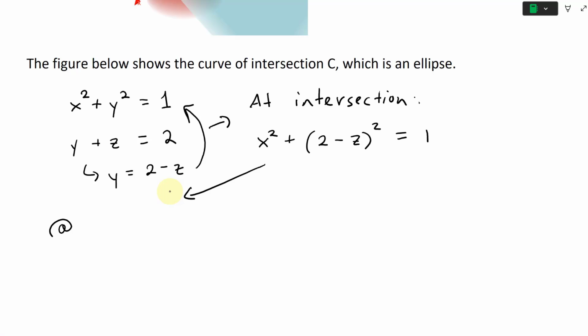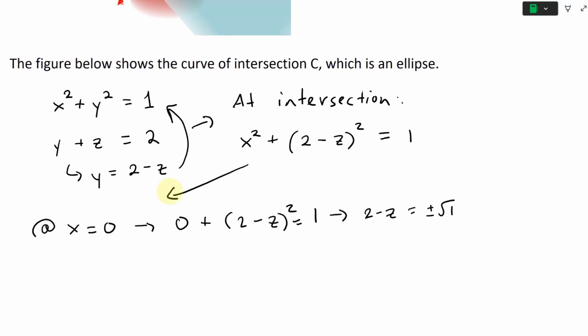An easy one would be at x equals 0. So that just vanishes. At x equals 0, what we end up having is 0 equals x squared plus, 2 minus z, squared equals 1. Now we could take a square root. So the square root of both sides gives 2 minus z equals plus or minus the square root of 1, because minus 1 times minus 1 also equals 1. So this equals plus or minus 1. I'll just write that down for completeness.